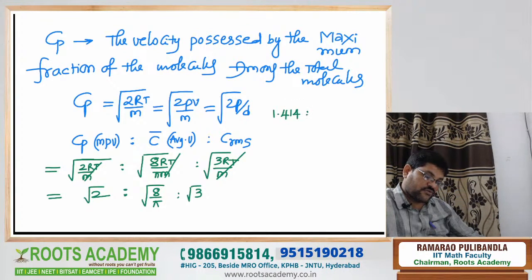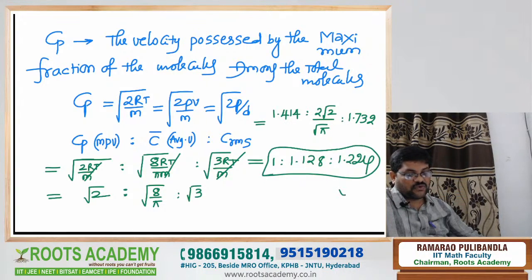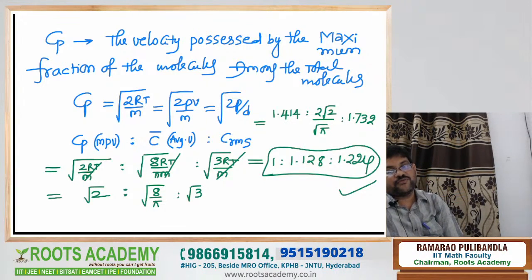1.414 is to 2 root 2 by root 5, and what is this? 1.73. It is all simplified. You get 1 is to 1.128 is to 1.224. Tell me what I am saying: 1 is to 1.128 is to 1.224. Simple logic, no confusion.